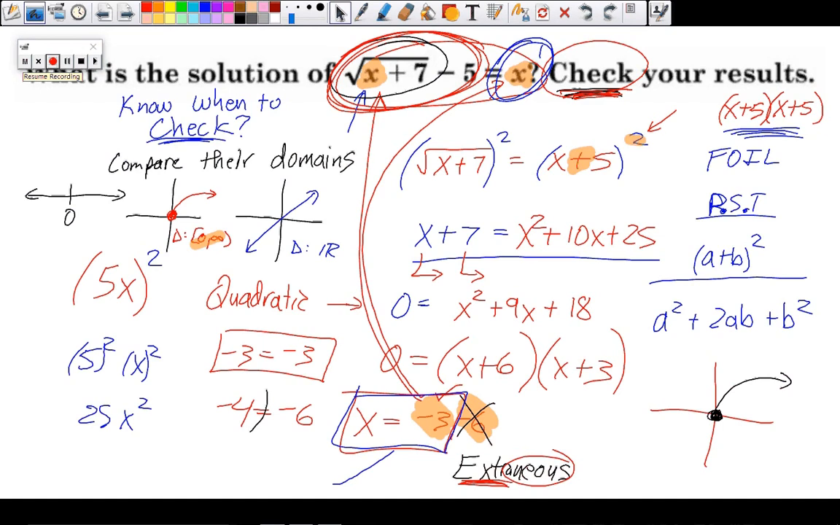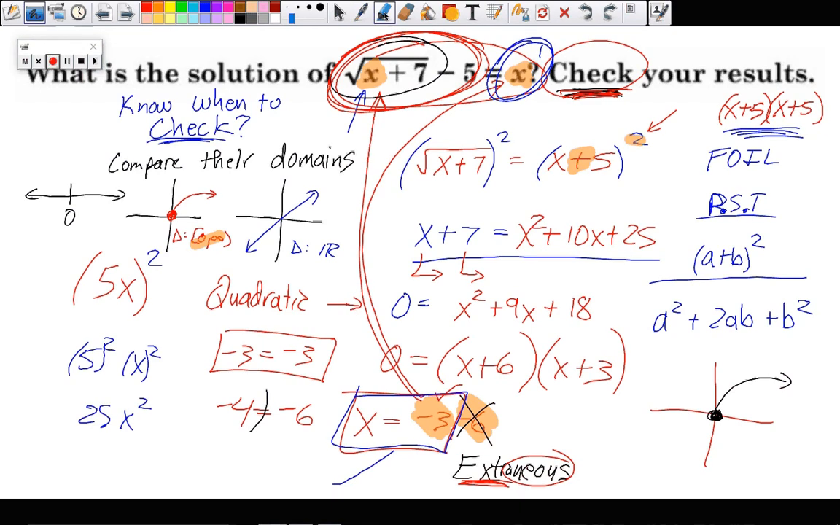Alright, so let's keep going. So the visual representation of the domain of this square root function would be 0 to infinity. The visual representation of the domain over here on this y equals x linear function would be all real numbers. If I compare these domains, are they the same? No. When the domains are not the same, that's when you check. If they are the same, don't waste your time. Whatever you get down here, all will be inclusive.